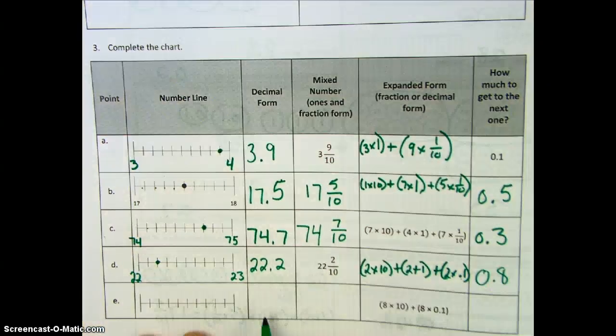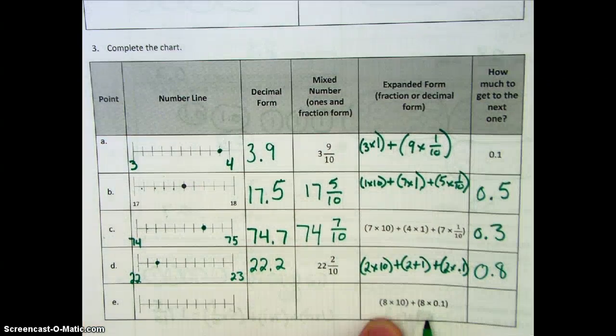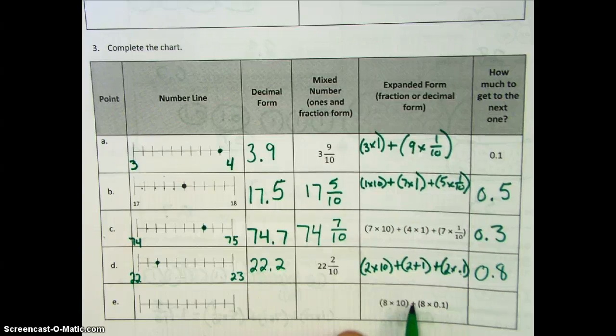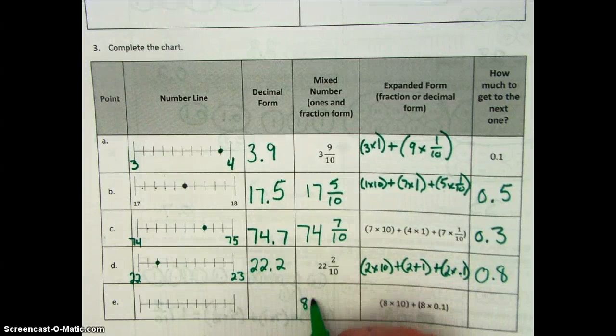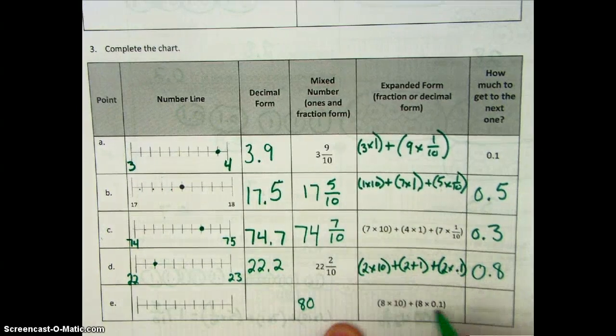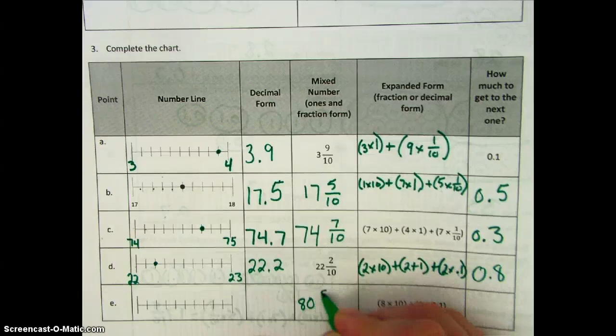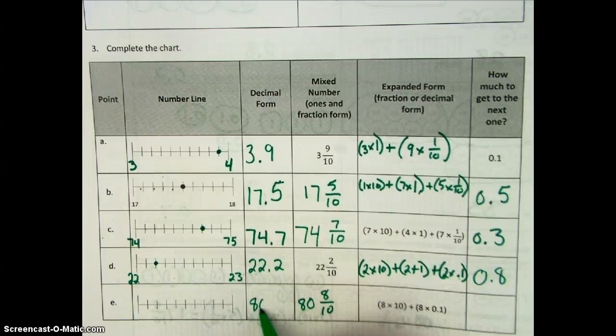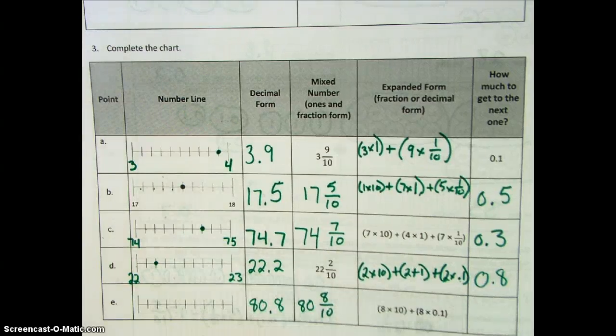Now, looking at our last one, this one gets a little bit tricky, so look very carefully at our expanded form here. Notice what's missing. We have tens, and we have tenths. Well, obviously we're missing our ones, and since it's not listed, that means we have 0. So we actually have 8 tens and 0 ones. Then we have 8/10 after that. So written as a decimal, it looks like that, 80 and 8/10.